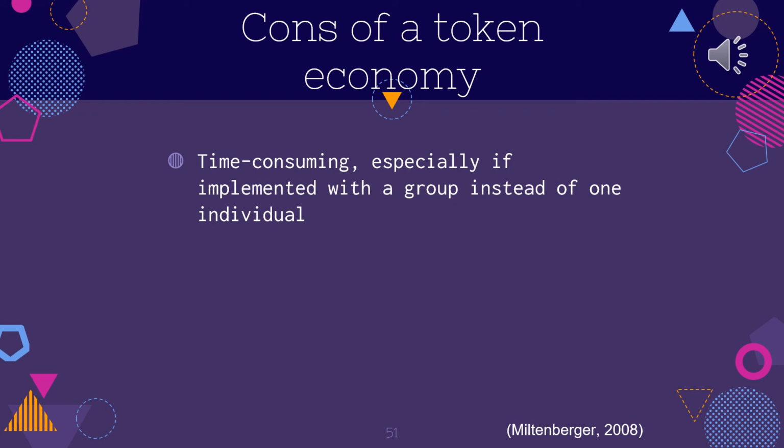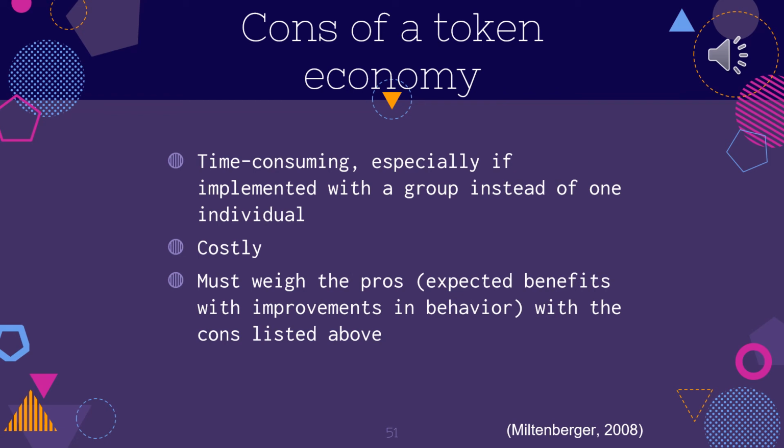They can also be very costly. The cost of backup reinforcers, in addition to the costs spent on tokens, the storage of tokens, token boards, etc., can all add up. Finally, you must weigh the pros, which would be the expected benefits with the improvements in behavior, with the cons that are listed above. For some students, there may not be enough pros to outweigh the list of cons for implementing such a token economy.